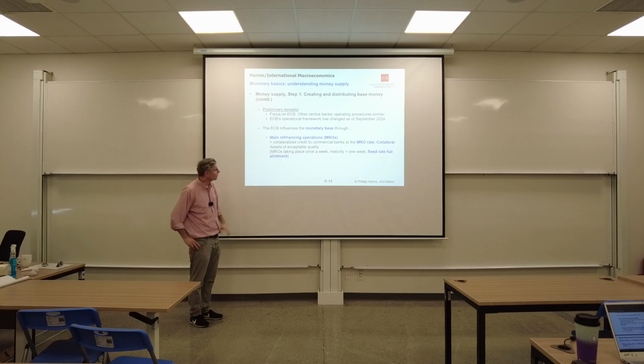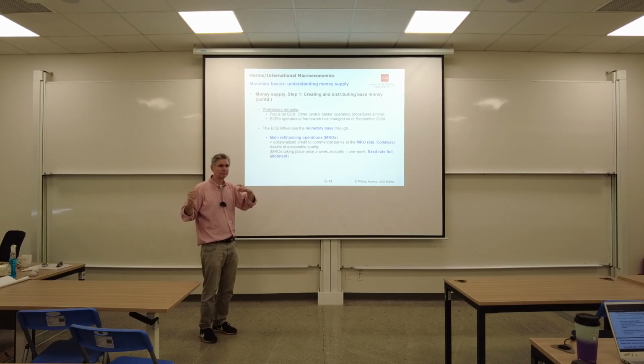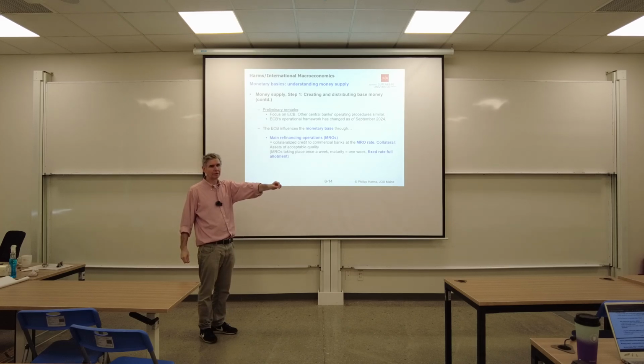And these MROs take place once a week, and the maturity is usually once a week. So it's like a collateralized credit that the commercial banks get from the central bank. They get money, they offer some asset as a collateral, and basically it's a repo, right? They sell that asset to the central bank, and then they buy it back at the same time.